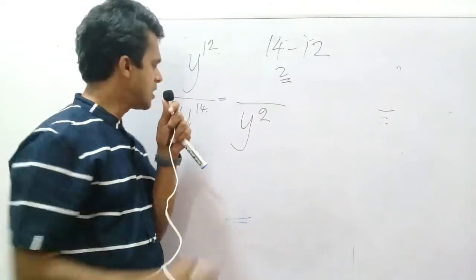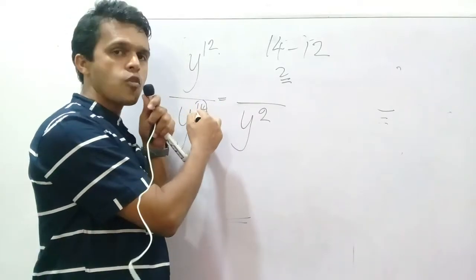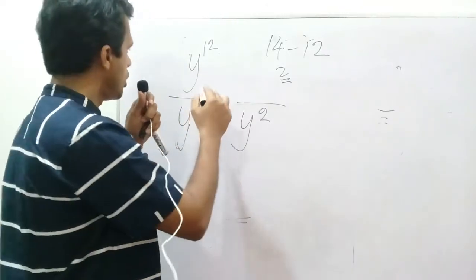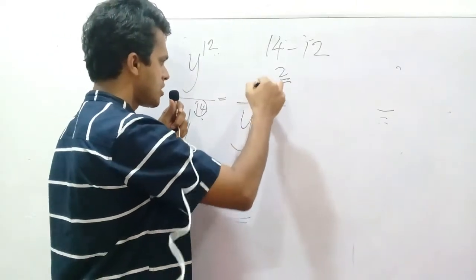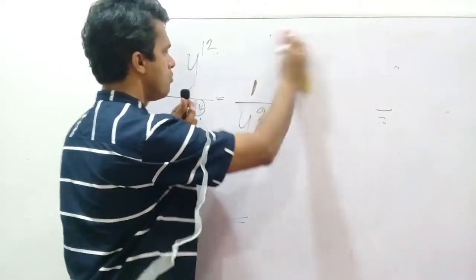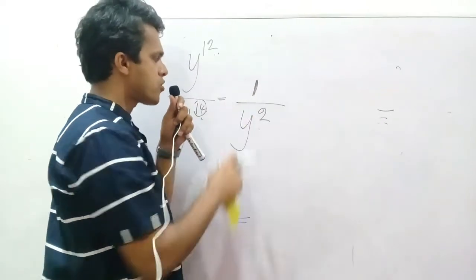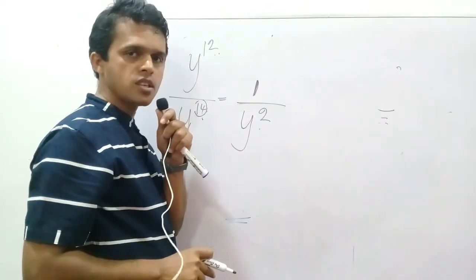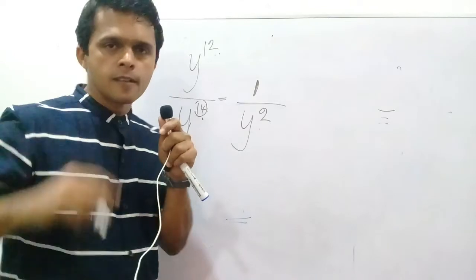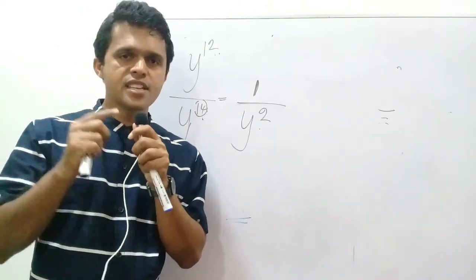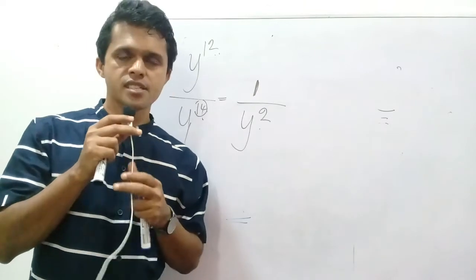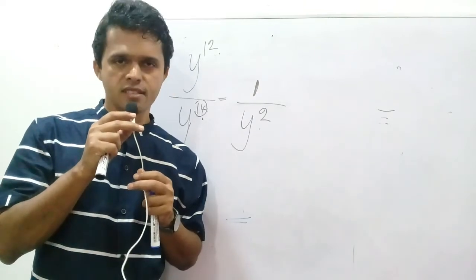The reason, 14 you could see in the denominator. That is in the denominator. 14 minus 12, 2. Here you should write 1. 1 over, every time you have to write here 1. 1 over y to the power 2. So you know that when the base is equals, when it is divided, indices should be subtracted. Okay.